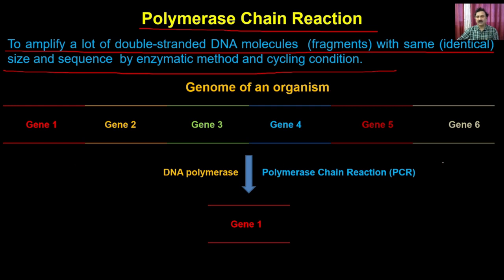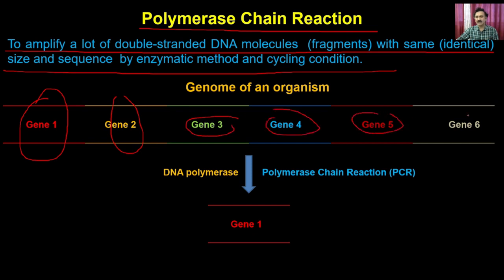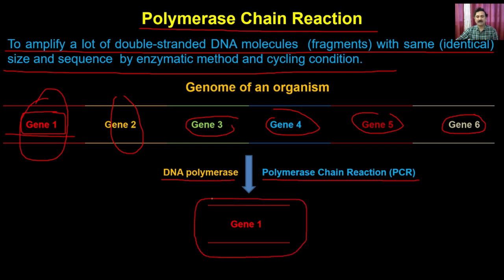You can imagine that if you are isolating a genome from an organism, it could have different types of genes like gene 1, gene 2, gene 3, gene 4, gene 5, gene 6, and so on. Suppose we want to isolate gene 1. We can use the DNA polymerase and put it into the polymerase chain reaction, and that is going to allow you to amplify gene 1. But the question is how the polymerase chain reaction actually allows you to amplify gene 1, and how you can perform the polymerase chain reaction.